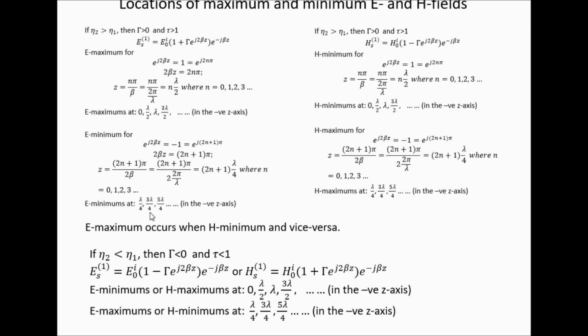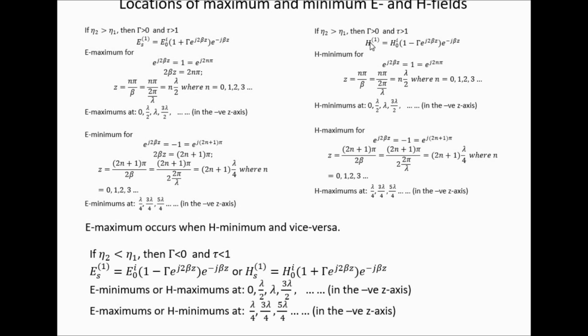So lambda over 4, 3 lambda over 4, 5 lambda over 4 gives you the location for minimum. And everything is measured in negative z-axis because you know the location of maximum and minimum. The standing wave is not traveling, a standing wave forms in medium 1, and medium 1 has z less than 0. That's why you will get the location for minimum and maximum at negative z values.